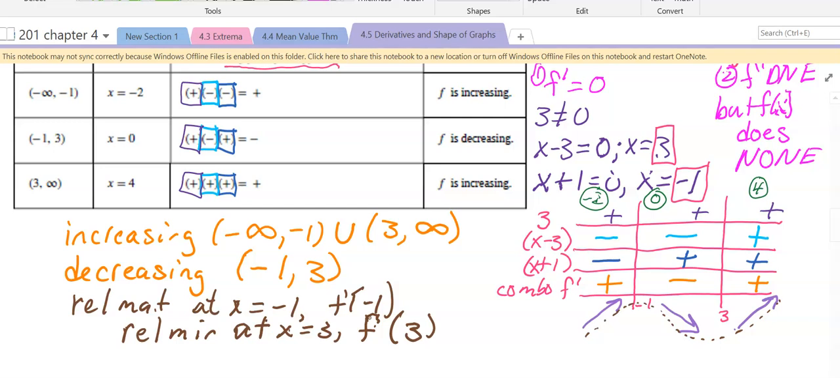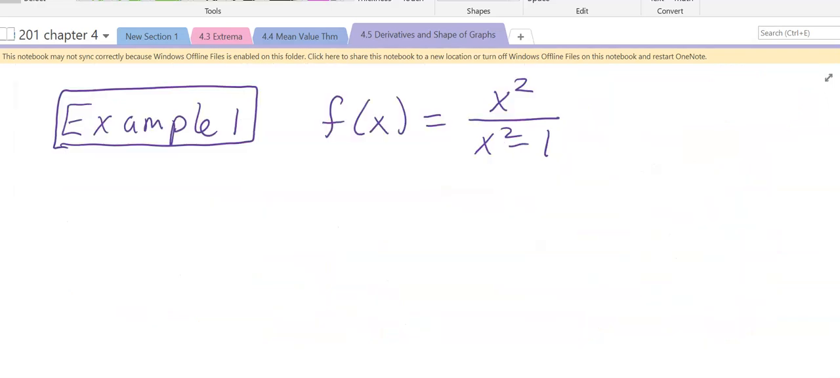Let's take a look at another example. In this part, we're now going to look and see how to apply what we've learned about the first derivative test to the graph of f of x equal x squared divided by the quantity x squared minus 1. In order to apply the first derivative test, we first need to factor the function completely and think about where its domain is. Anything that is not in the domain of the function cannot serve as a critical point.